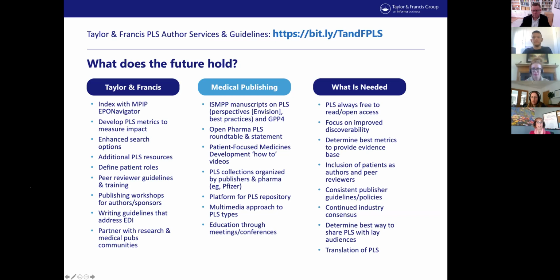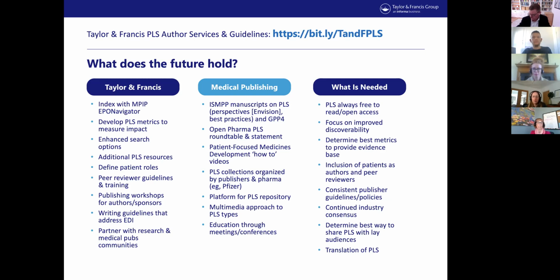Taking everything into consideration, well, first of all, I'll point out at the top of the slide is the link to our author services page and the PLS guidelines we produced. These were launched last month. And what does the future hold as we've gathered all this information and had a close look at plain language summaries? I won't read through all these lists, but I will point out a couple of really important things. As I mentioned on the previous slide, we need to continue working on our metrics so that we can provide metrics on individual plain language summaries and their impact.